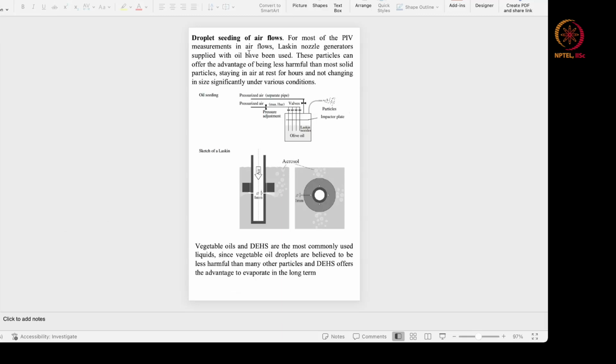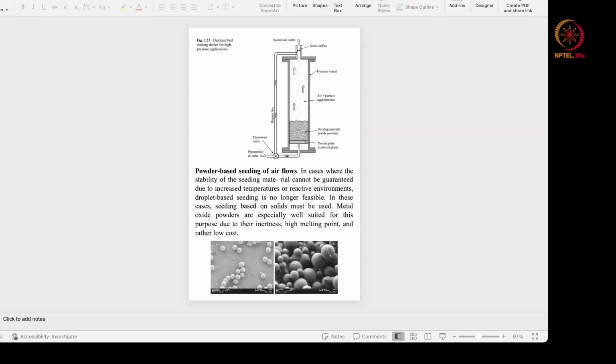The Laskin nozzle is used. We have already discussed a little bit of the Laskin nozzles. This offers the advantage of being less harmful than solid particles because it stays in the air but doesn't change in size because of the larger evaporation time. It takes a long time to evaporate. So vegetable oils and DHS are something like that. So that is what we use. We pressurize and then these droplets come out as a fine mist. This is the Laskin nozzle, which we already covered a little bit in the PTP and the LTV lectures.